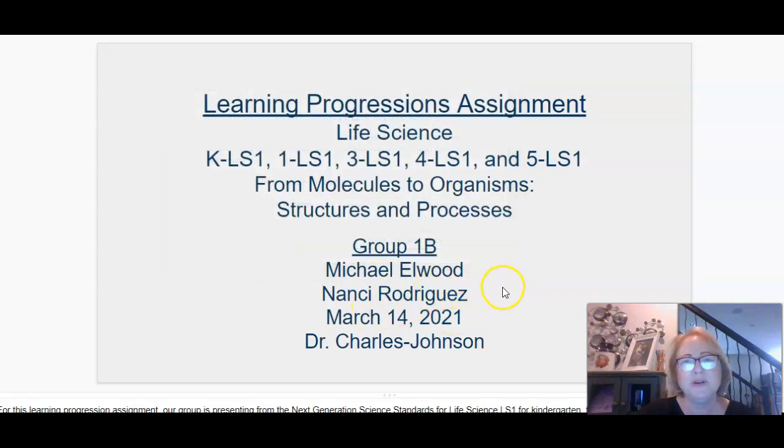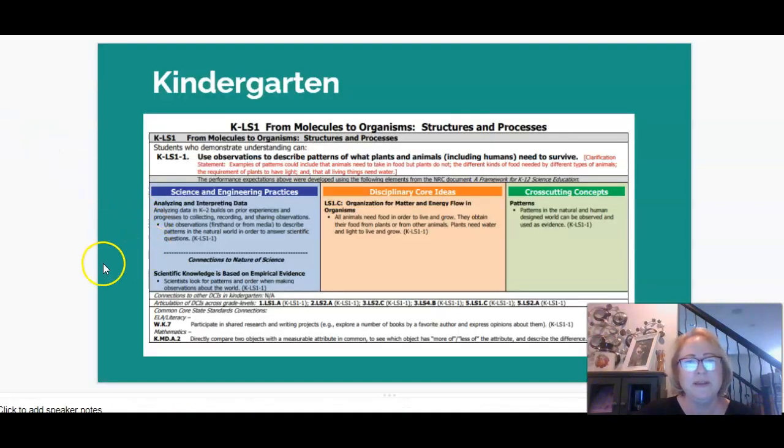Hi, for this learning progression assignment, we are looking at the Life Science Standards, LS1 for kindergarten, first grade, third grade, fourth grade, and fifth grade. And for kindergarten, molecules to organisms, structures, and processes. And here is a screenshot of the standard.